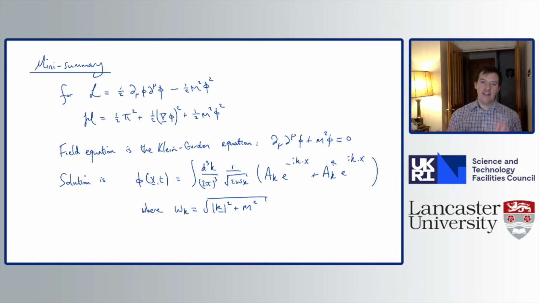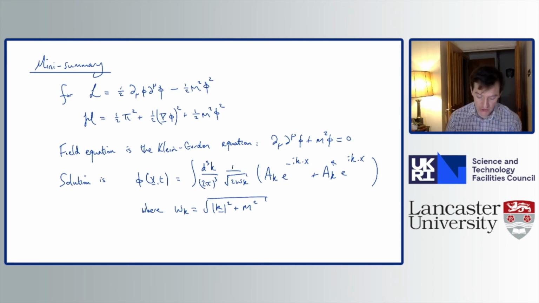Okay, so I just wanted to pause for a couple of minutes to give a little mini summary of what we've done so far. We've started with the Lagrangian for a theory of a real scalar field, and we can also work out what the Hamiltonian is for this theory. Using the Euler-Lagrange equations, we can work out the field equation from this Lagrangian. It's the Klein-Gordon equation. And now we've looked at how we can solve the Klein-Gordon equation.